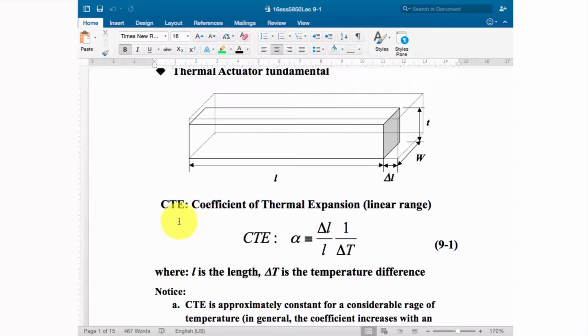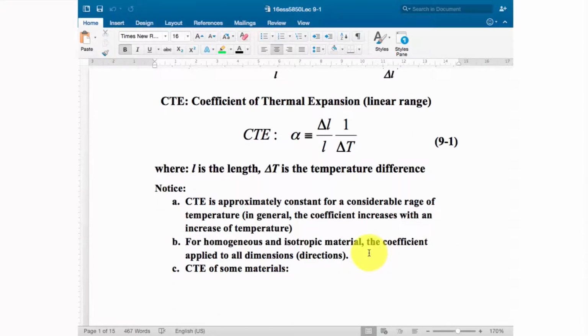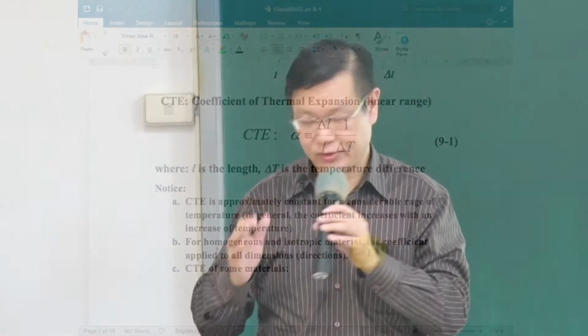So the definition of CTE is equal to the equation over here. That means, over some temperature difference, what length change happens in this material, relative to the original length. That's the definition. CTE for most materials is approximately constant over a quite large temperature variation region. Actually, if you consider the whole temperature range, it's really not a constant coefficient, only approximately. That's why we usually use CTE as one number instead of an equation.